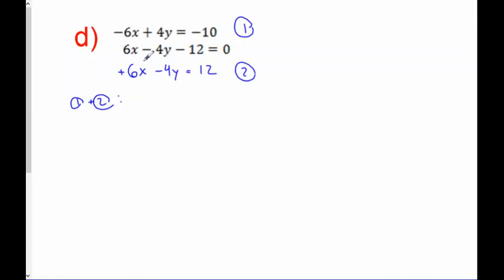But that's weird. If I have negative 6x plus 6x, that's 0x. But I also have 0y, right? Because I have 4y plus negative 4y, which also cancels out. So I have 0x plus 0y equals 2.